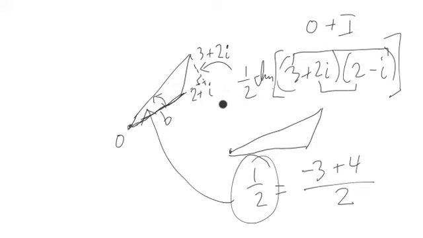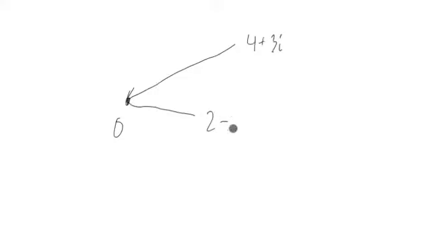Okay, let's look at one more example of doing this. Let's suppose that we have something like 0 and let's go up like this, and suppose that that is maybe like 4 plus 3i. And then maybe we come like this. So let's suppose it's like 2 minus i or something.